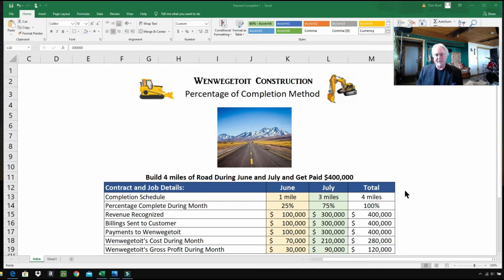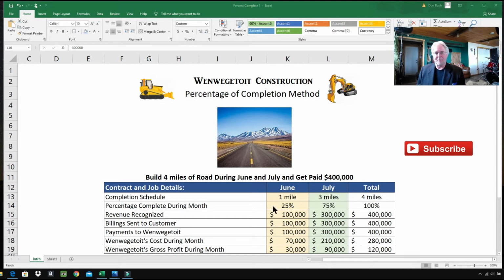So what I did down here is I made up a schedule for everybody to organize the information, and when you're working on these problems, I strongly suggest that you make up a table also. It'll really help organize things and make it so much easier for you. So here we go. On the first line, completion schedule. They hope to complete 1 mile during the month of June and 3 miles during the month of July for a grand total of 4 miles.